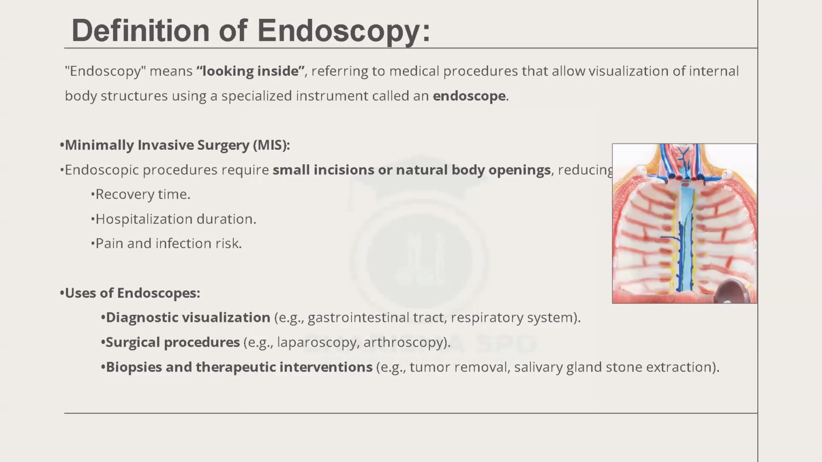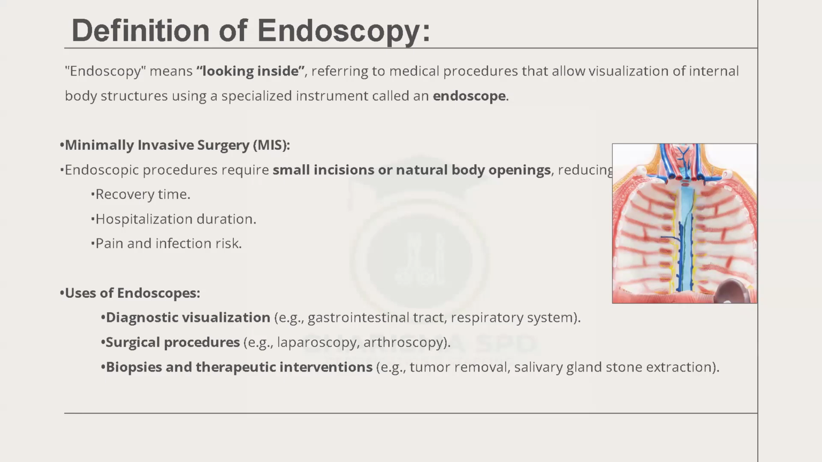Endo means what? Inside. Scope. So to see what is inside. Most of the endoscopes are used for visualization of the internal organs or certain parts of the body. We have a variety of them, so we are going to look at that. Maybe by the end of this slide, we will take a break and then we come back 50 minutes later.